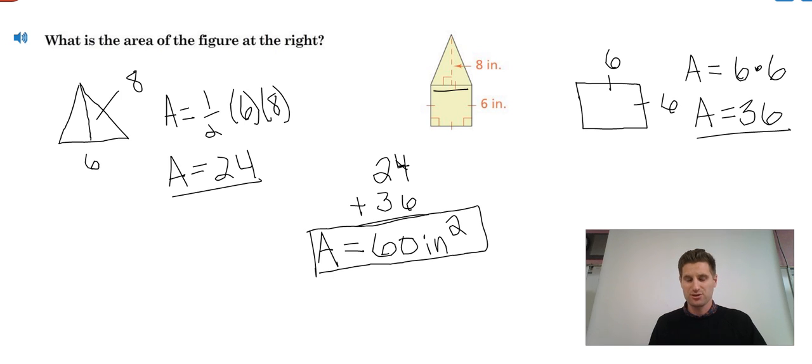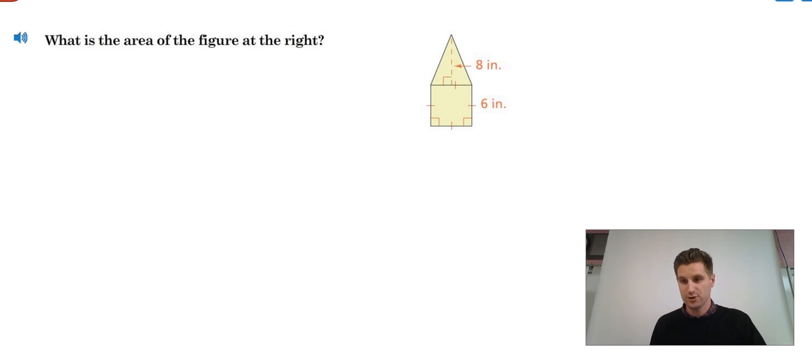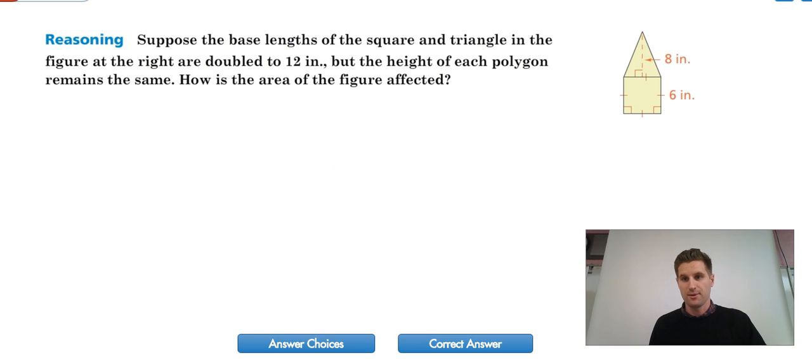This is an opportunity for some extra credit. So here is your opportunity. Read this question and answer it correctly in your notes, and I will give you extra credit. So suppose the base heights of the squares in the triangle and the figure at the right are doubled to 12 inches, but the height of the polygon remains the same, which is this right here, 8. How is the area of the figure affected? So what's the new area?